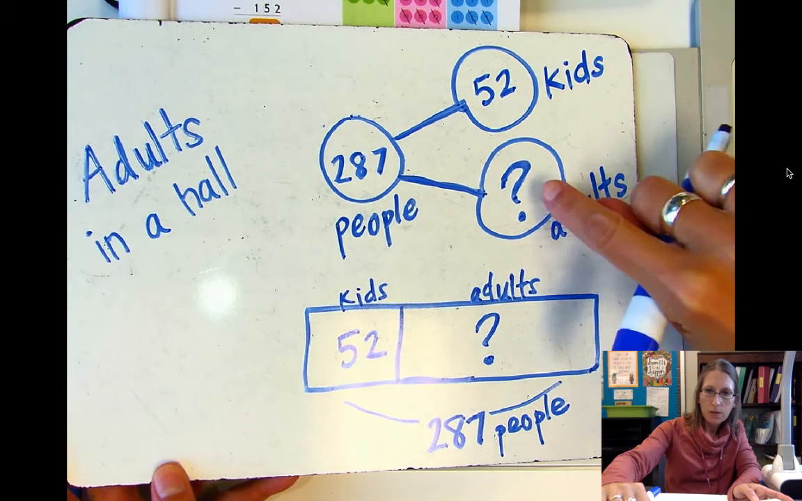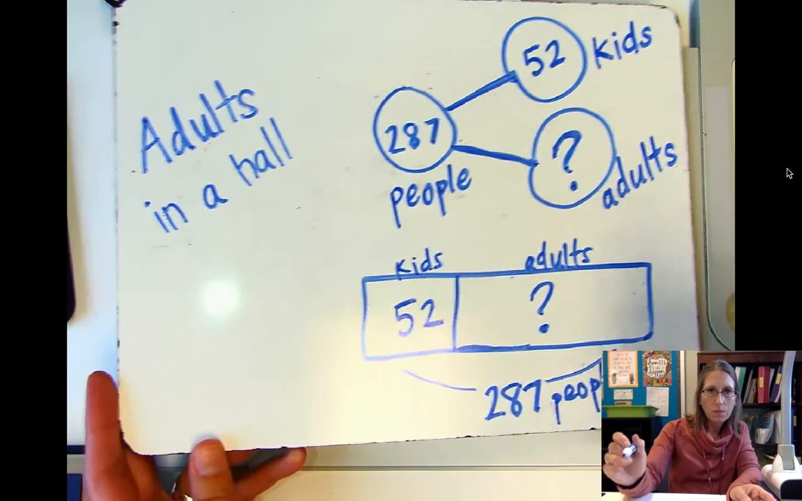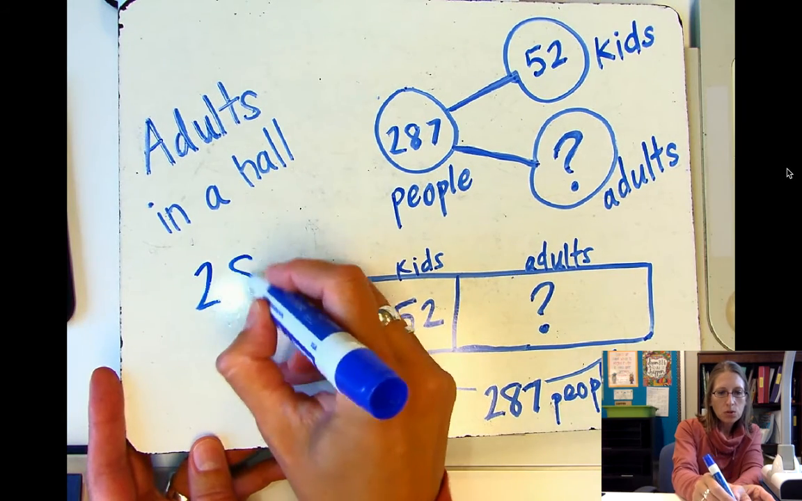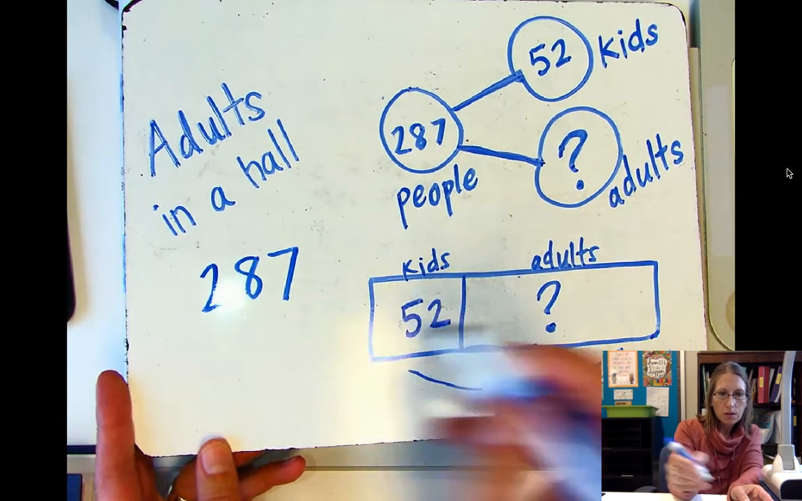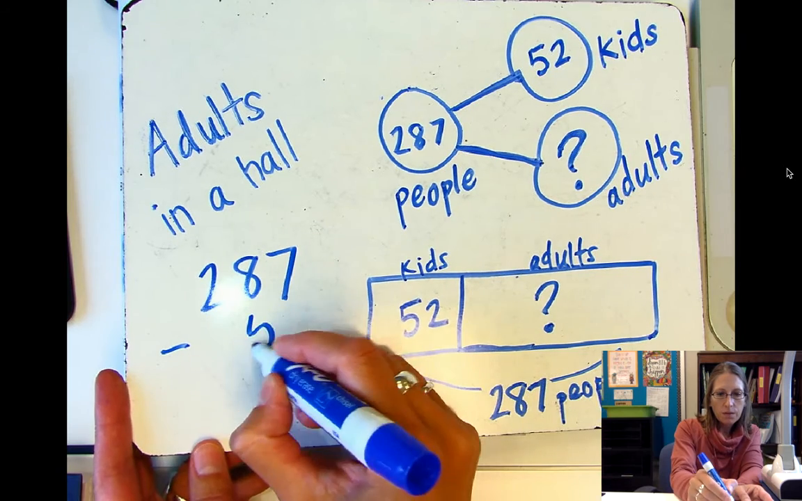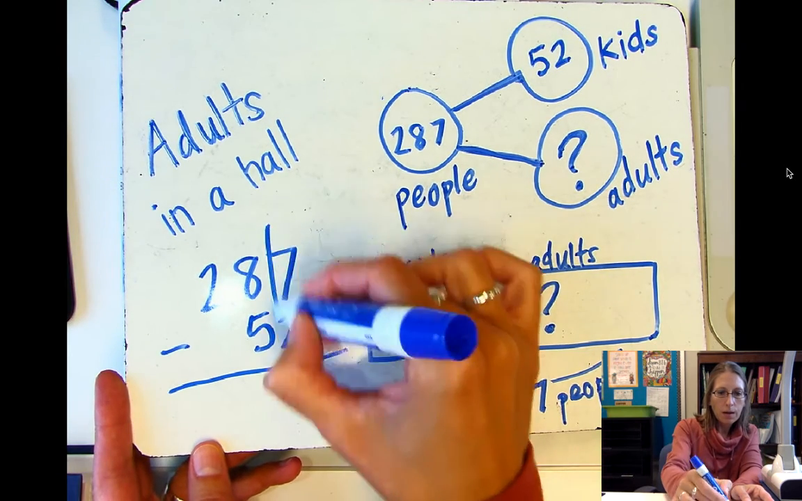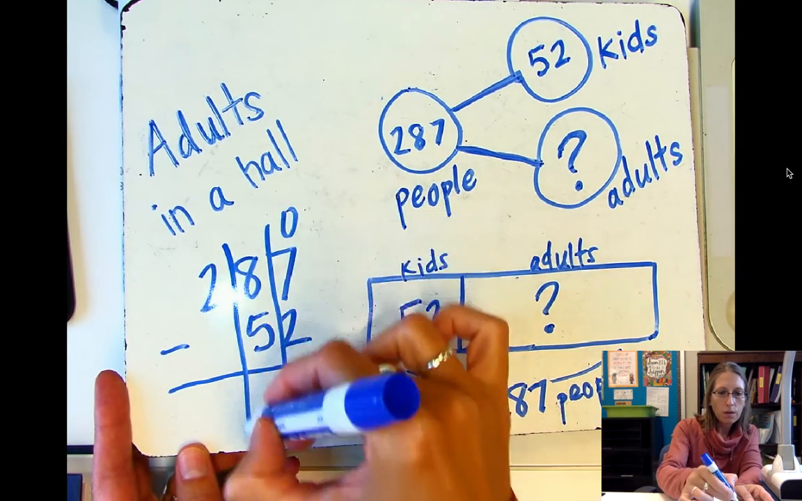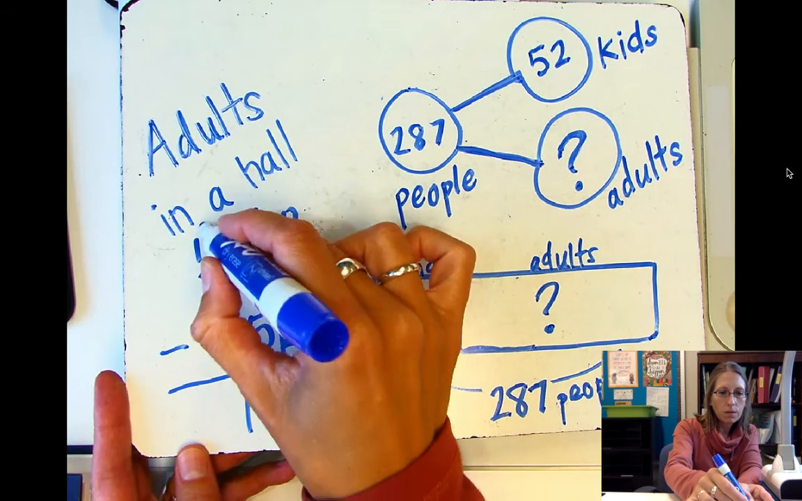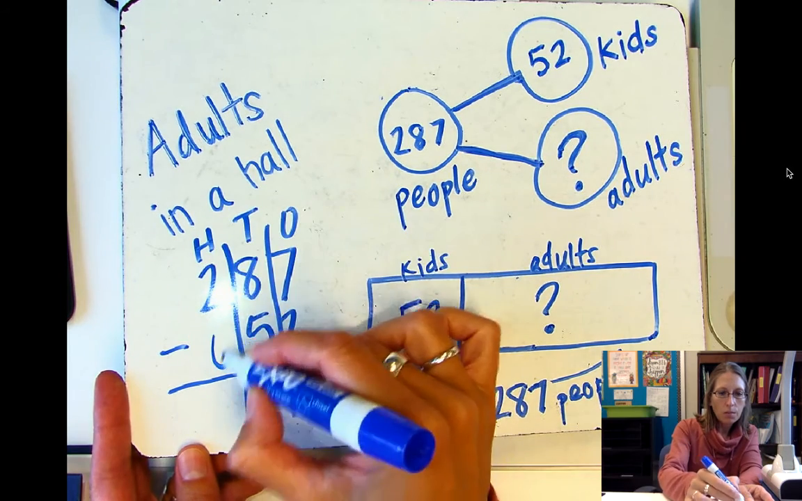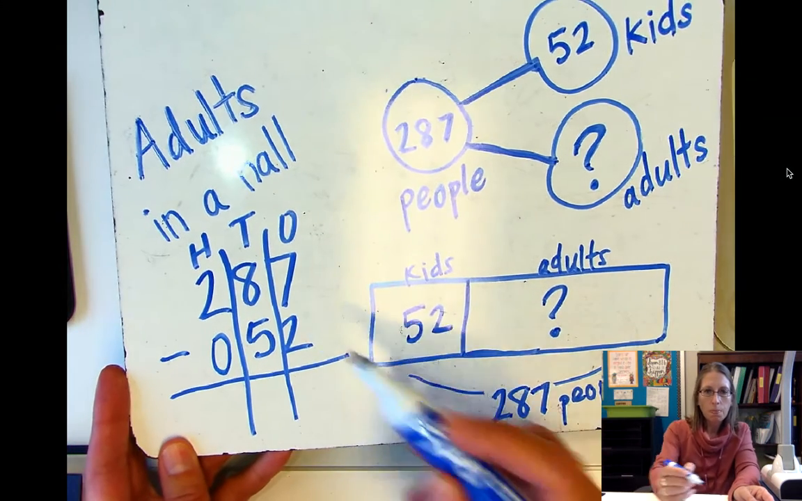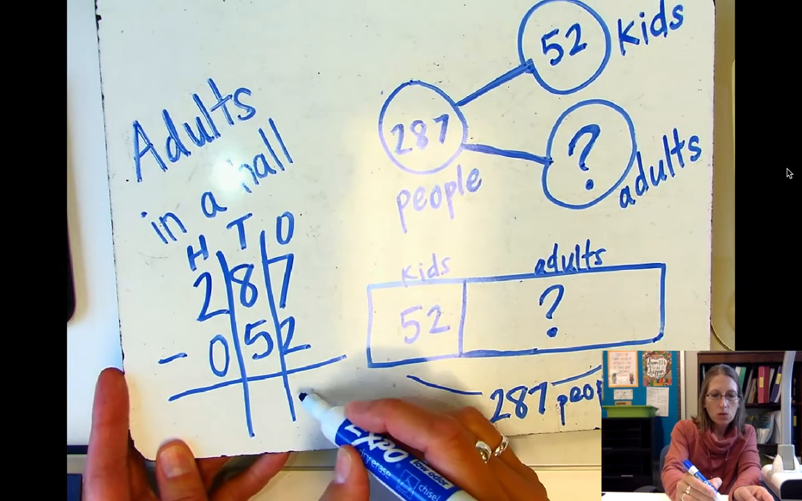And we know to find the missing part or the difference, we have to subtract. So 287 minus 52. I'm going to line up my ones, my tens, my hundreds. I'm going to put a little 0 here. 7 minus 2 is 5.